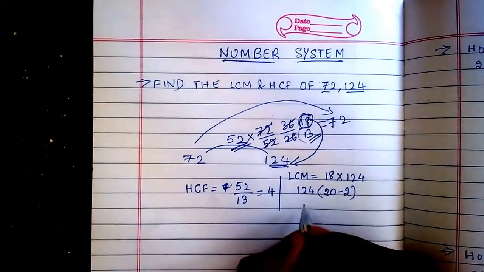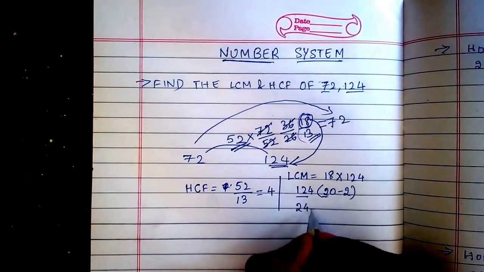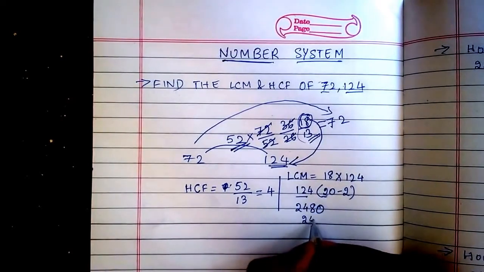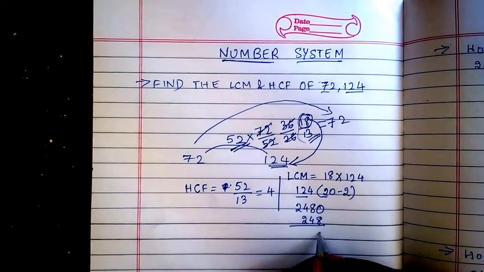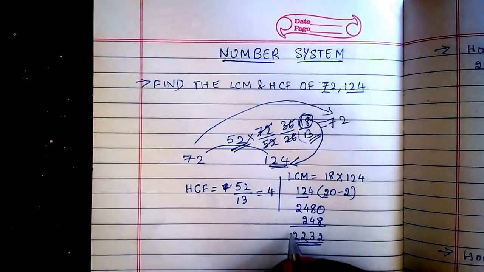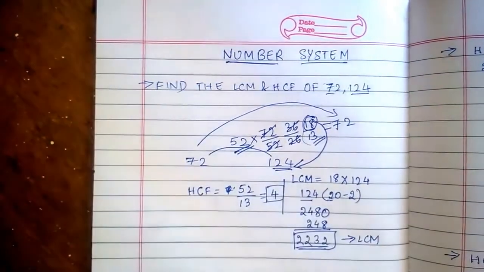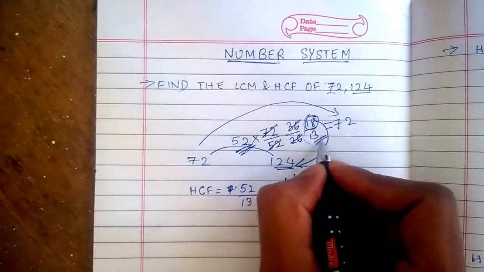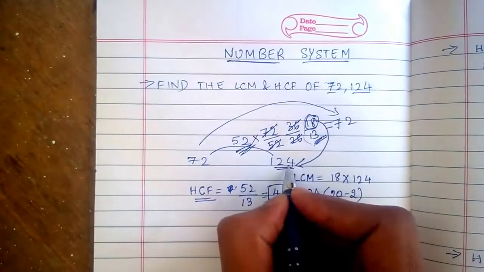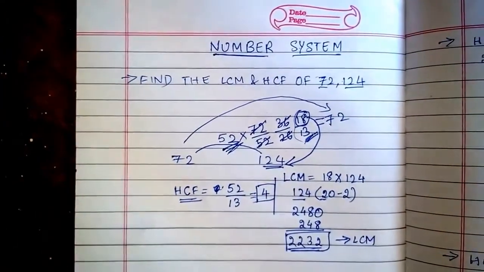20 minus 2 is 18, and 124 into 2 is 248 and 100. 124 into 2 again 248. The difference will become 2232. This is the LCM and this is the HCF. The difference divided by the denominator is the HCF. The numerator multiplied by the second number gives us the LCM.